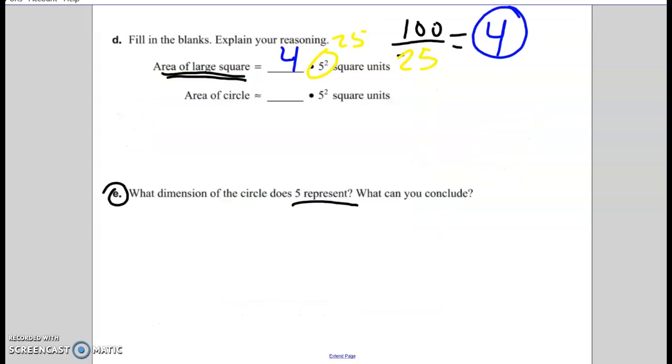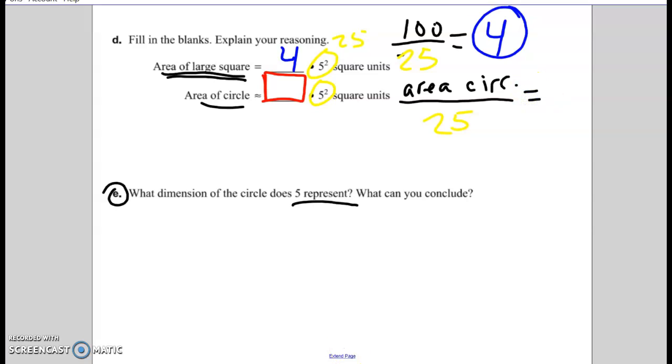It's different for the circle. You can calculate what this number should be by taking what you estimated your area of the circle to be, and dividing by this 25 again, and it is going to give you an approximation of how many times you would multiply 25 to get the area of your circle.